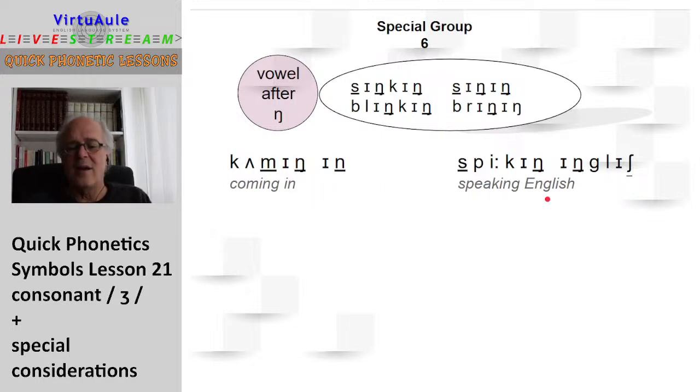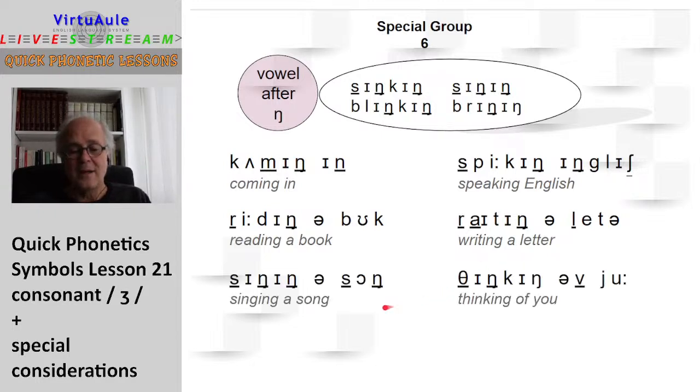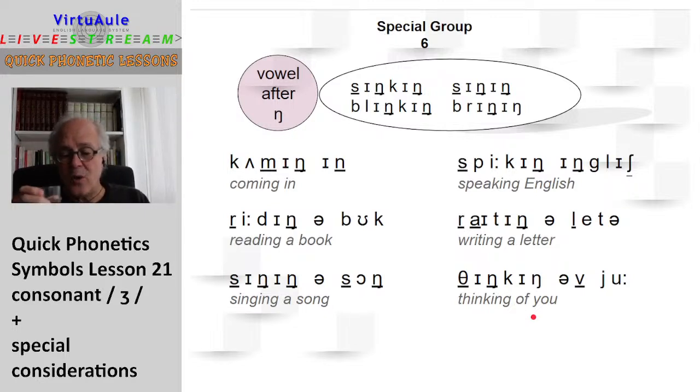All right? Then we have speaking English. Very, very slight nuance of a G here. Speaking English. Reading a book. Writing a letter. Singing a song. Okay, it happens here and it happens here. Thinking of you.